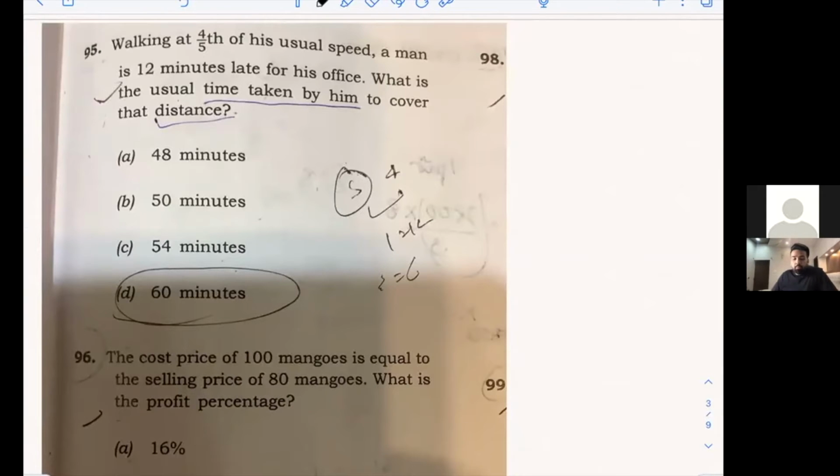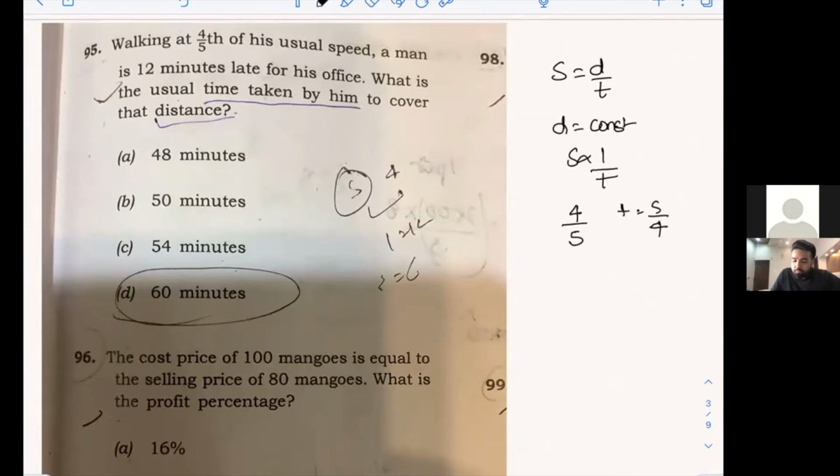What is the usual time taken by him? Again, I will not use any formulas. Speed का formula होता है distance upon time. हमारा यहाँ पे distance क्या है? Constant. तो speed would be inverse of time. अब वो बोलता है speed उसकी 4/5 हो गई. अगर 4/5 होगी तो time क्या हो जाएगा?